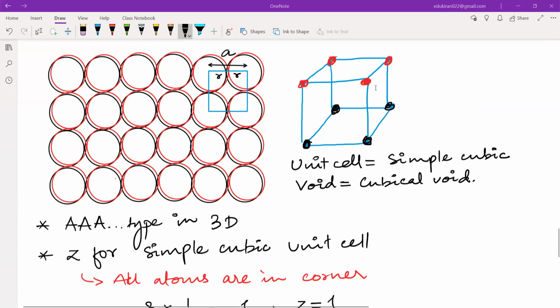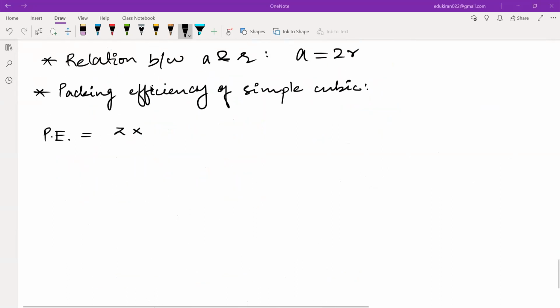Volume. How much time it took you all? So what is the volume of one sphere? You don't remember even this? 4/3 pi r cube.